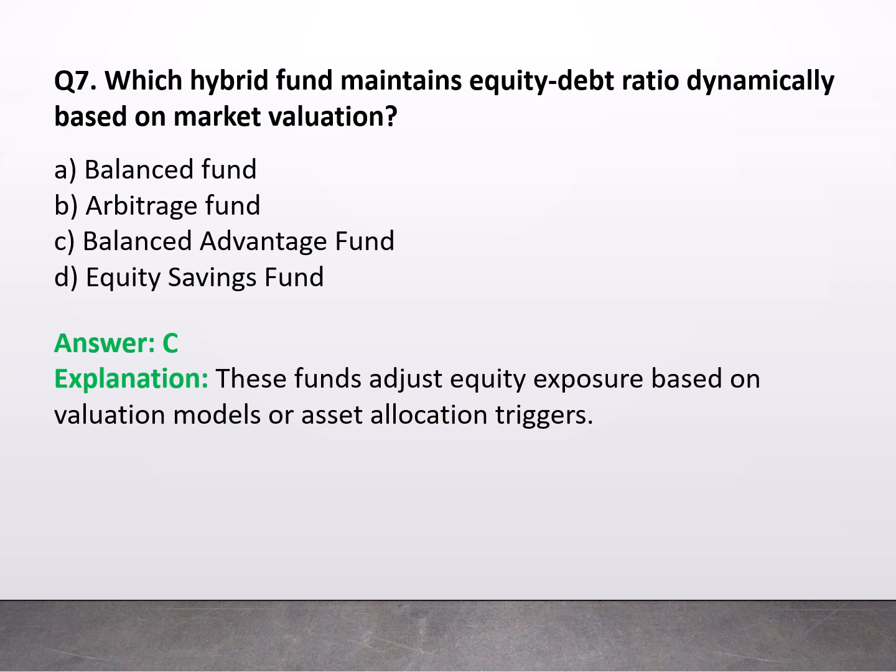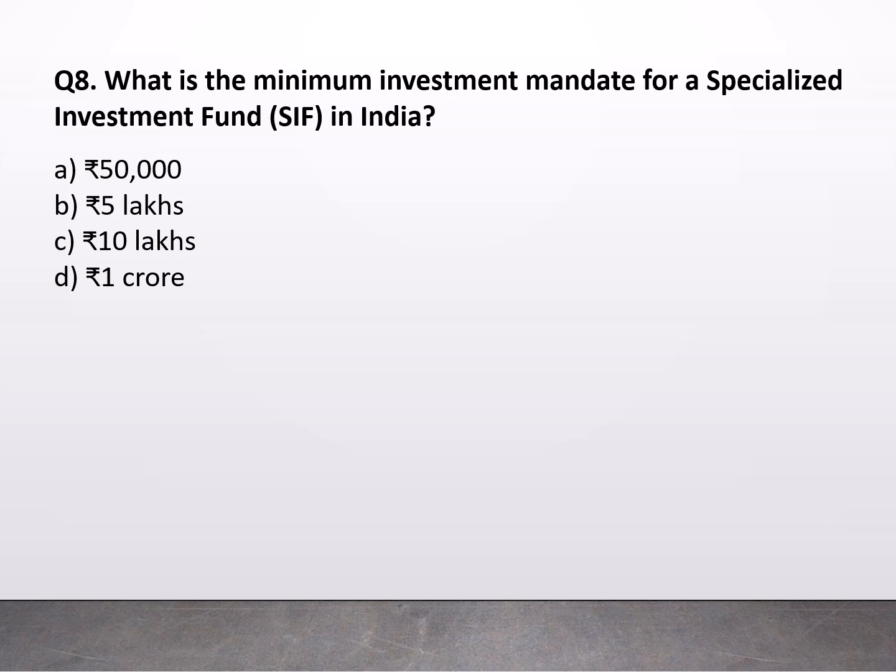Next question. What is the minimum investment mandate for a specialized investment fund in India? Option A 50,000, option B 5 lakh, option C 10 lakh and option D 1 crore. Correct answer is option C 10 lakhs.